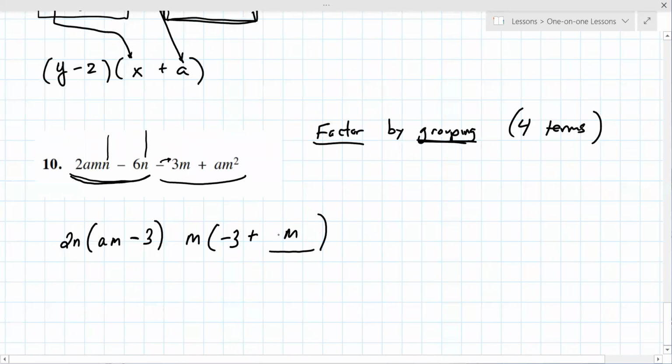What about the a? Am. Am, good. Okay. This is positive. Now my question to you again is what's inside? Are these the same? Yes, they are. They're written differently. So this one we're going to add is am minus 3. M here. 2n.